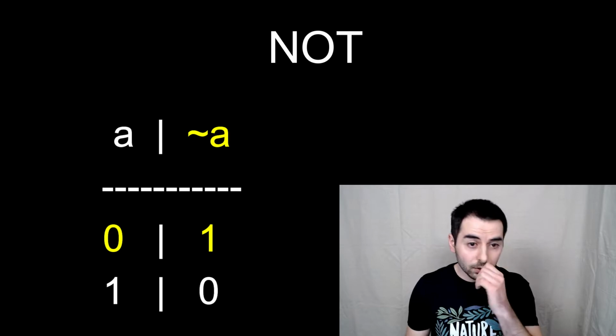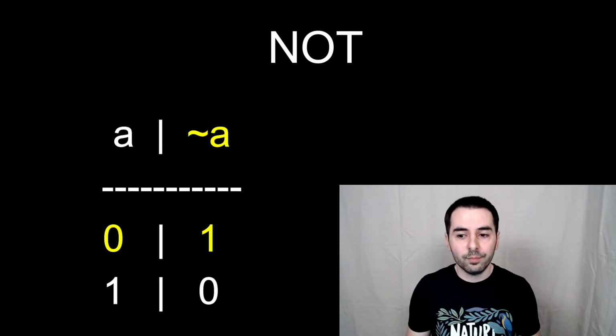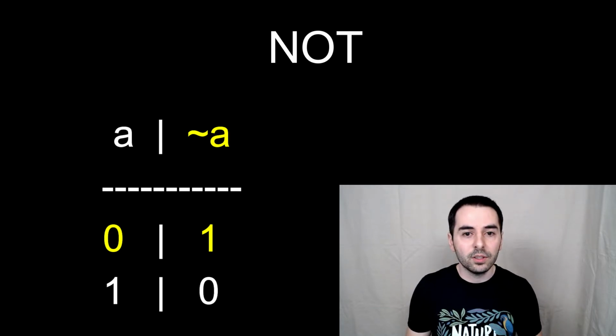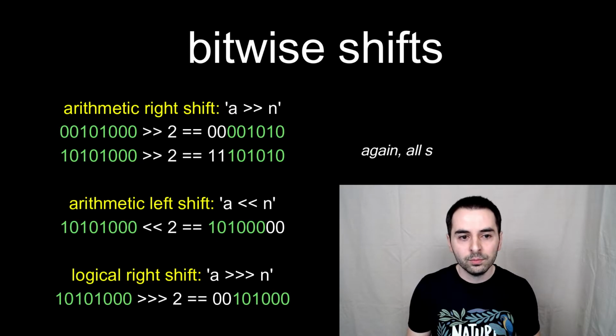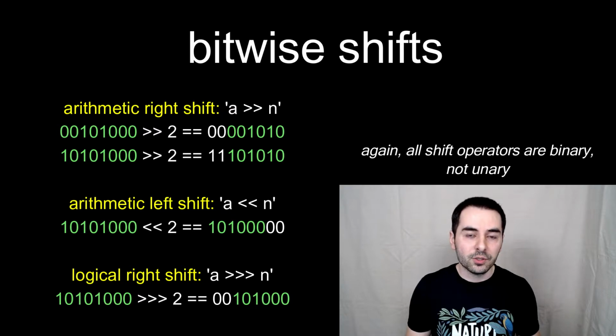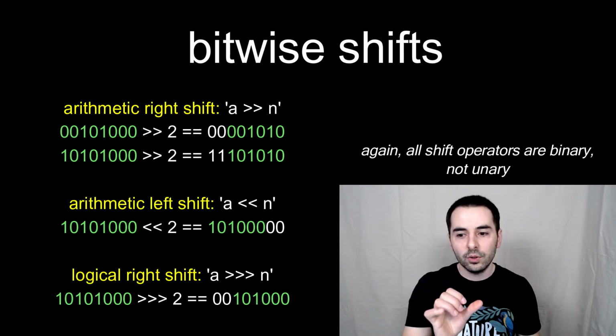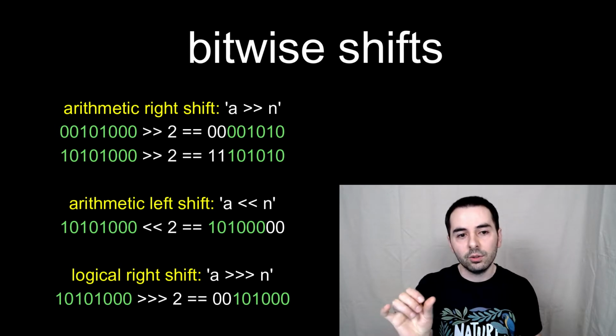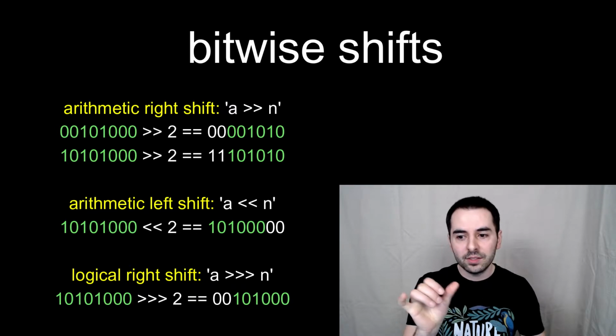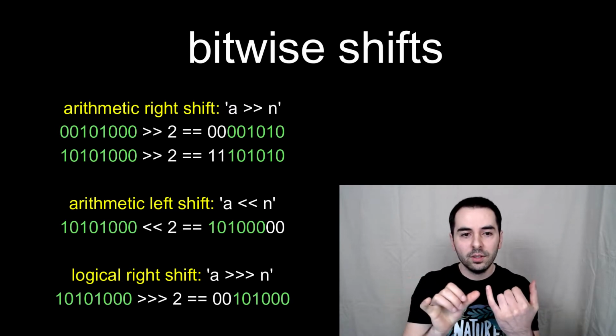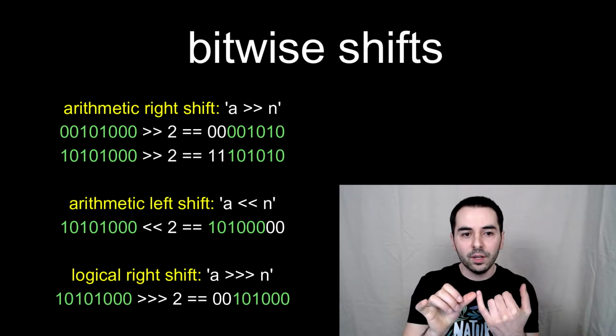So the unary operator is not. Not is basically inverting the number. In all the positions that there are zeros, it turns them into 1, and the ones turn into 0. So the shift operators just shift all the digits or the bits either to the right or left, depending on the operator, and then the bits that carry over are filled with zeros.